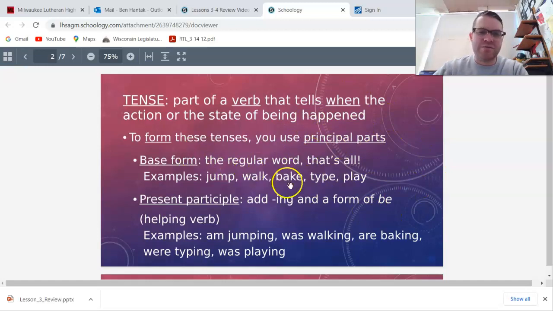So the base form is just the verb itself, whether it's jump or walk or bake or type or play. Its present participle is its ing form. We are going to add a form of be as a helping verb there. It's like I am baking a cake. For instance, am baking would be the present participle.